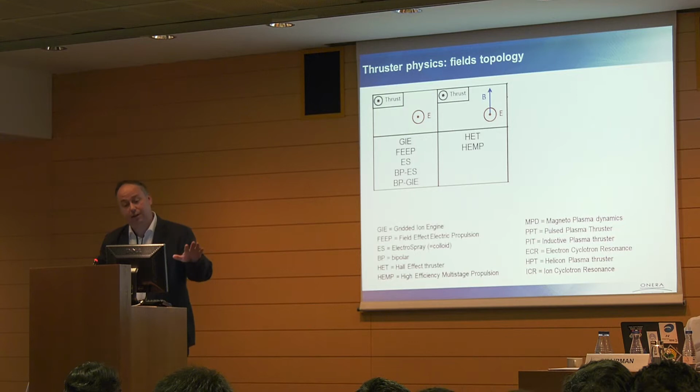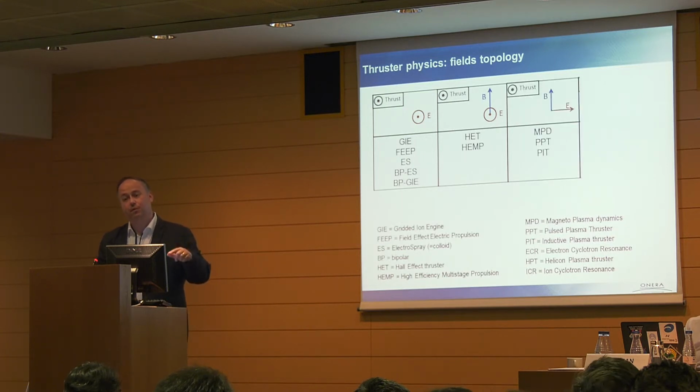Now, if you rotate the electric field on the side, then you have both magnetic field and electric field radial. And then you use the Laplace force, the E cross B force, to work on the thruster. And that's the realm of the MPD thruster and the pulsed plasma thrusters that use that.